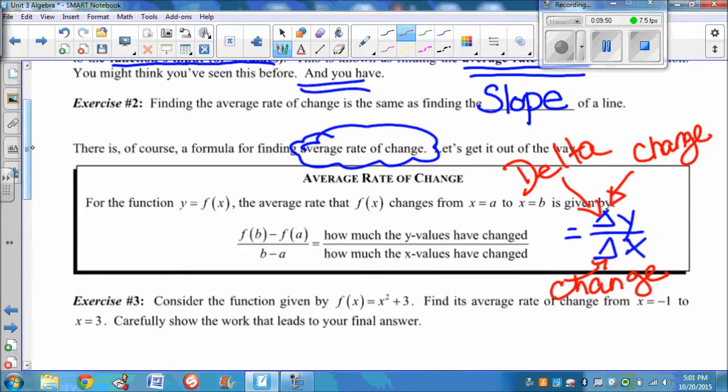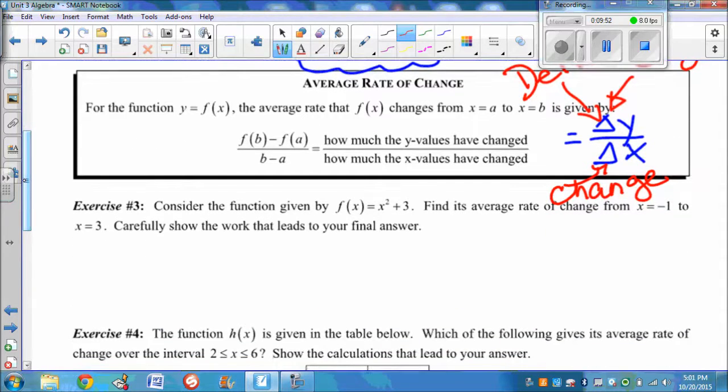Okay? So it says, consider the function given by f of x equals x squared plus 3. So we've got a quadratic because I've got something squared there, so that's a quadratic function. This isn't a line. Find its average rate of change from x equals -1 to x equals 3. It says carefully show your work that leads to your answer.